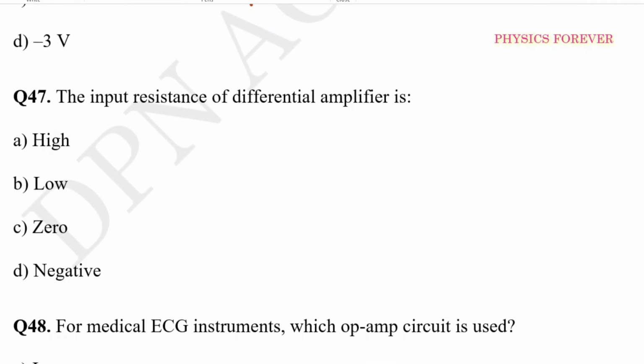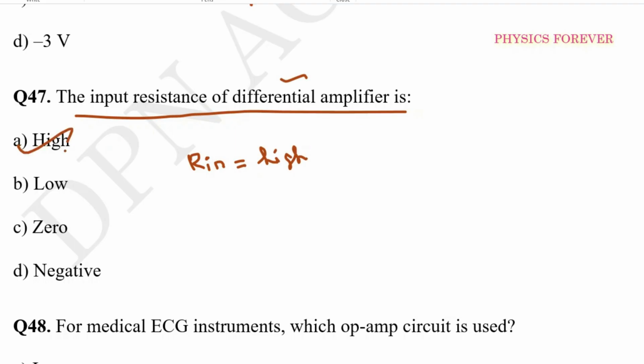So question number 47: the input resistance of a differential amplifier is... there should be a high input resistance in a differential amplifier. So 47 is correct. The differential input resistance is always high. So option A is correct.